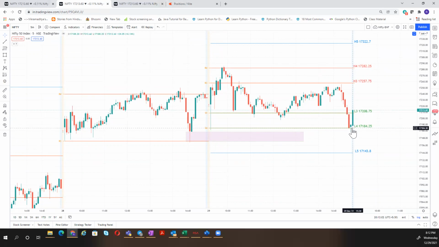And also I had given the targets. If it breaks R1 and sustains above R1, the next target should be 17,300, 17,325. However, it took a reversal near H4. This is the reason why I use Camarilla pivots. It clearly indicates, of course along with other pivots, the levels I try to identify. If this is a selling zone, I'll be cautious. I will watch for price action like this. If this is a buying zone, I watch for price action like this, engulfing.